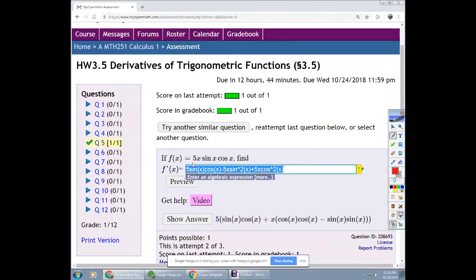Just a note: in some algebra systems, certain systems freak out about putting a square there. Instead, in some systems, what you have to do is wrap the whole thing in parentheses and then square it. Like that.